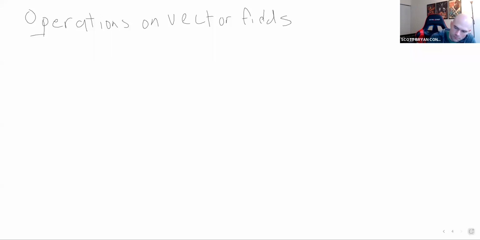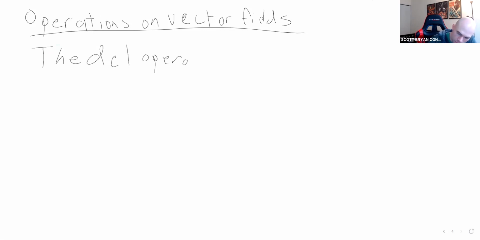All right. So let's look at some operations we're going to be doing on vector fields. So the main thing we're going to be dealing with is going to be involving something we've sort of already seen before. Should look familiar. It's going to be the del operator. So it's going to be the del, like in gradient. We'll see how we can interpret the gradient now, thinking of it as the del operator.